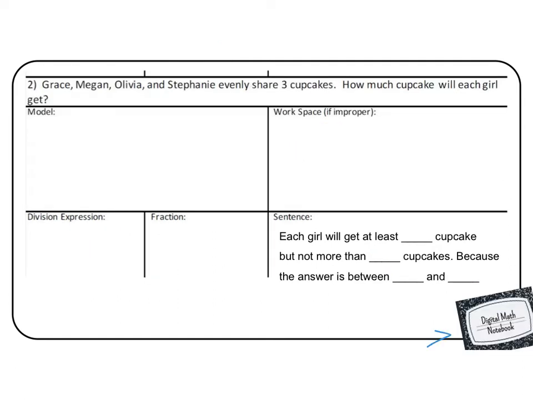We are in your digital math notebook now. You have spots to fill in and models to complete with me. Grace, Megan, Olivia, and Stephanie, that's 4 people. Share, there's our divide word, 3 cupcakes. How much cupcake will each girl get? Okay, so let's think about what we're dividing. We're not dividing girls, we're dividing cupcakes. So we're going to start with our picture of 3. We have 3 cupcakes.